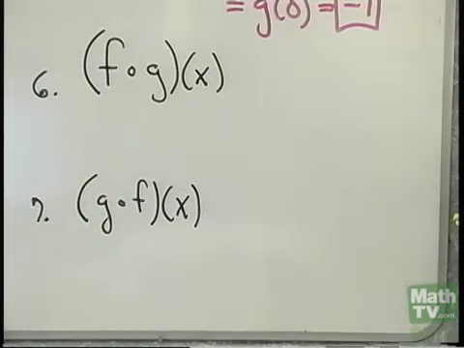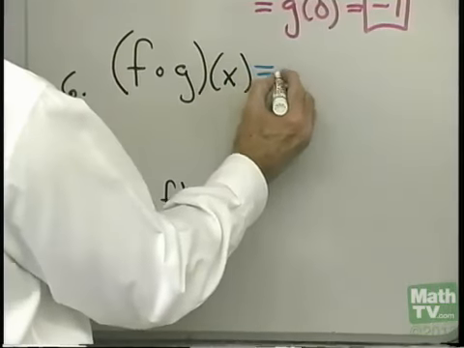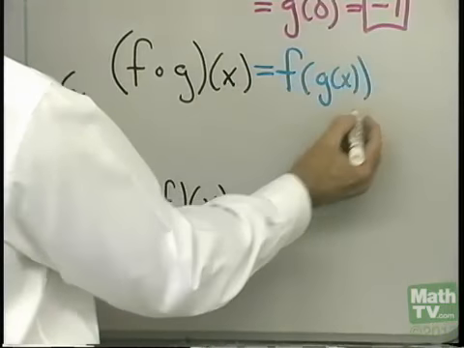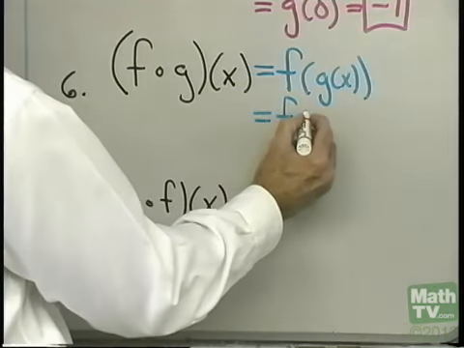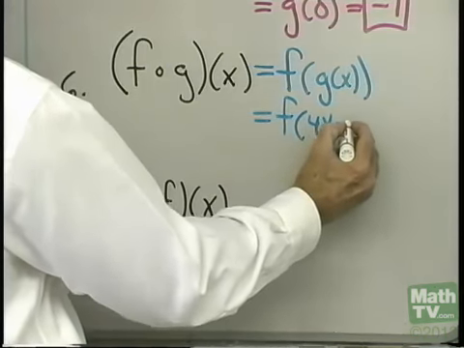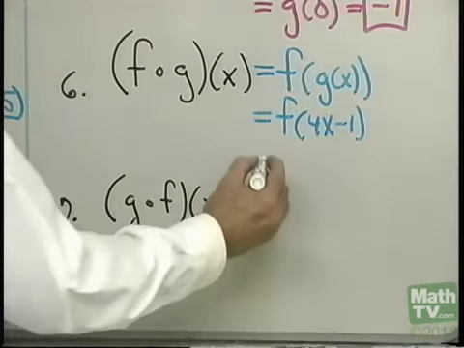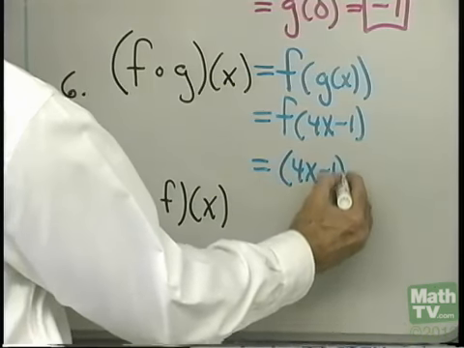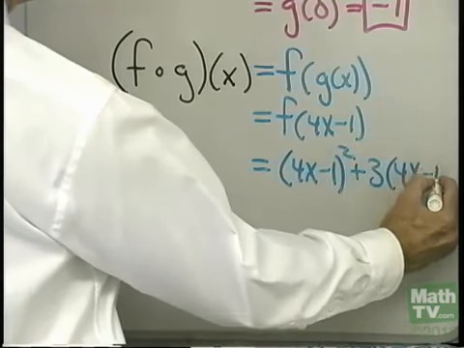F composed with g of x. Let's find this new function, which is the composition of f with g. So I'm going to write this as f of g of x. Now my formula for g of x is 4x minus 1, so I want f of 4x minus 1. Now what f does to x is squares it and adds 3 to it. So this is going to be (4x minus 1) squared plus 3 times (4x minus 1).